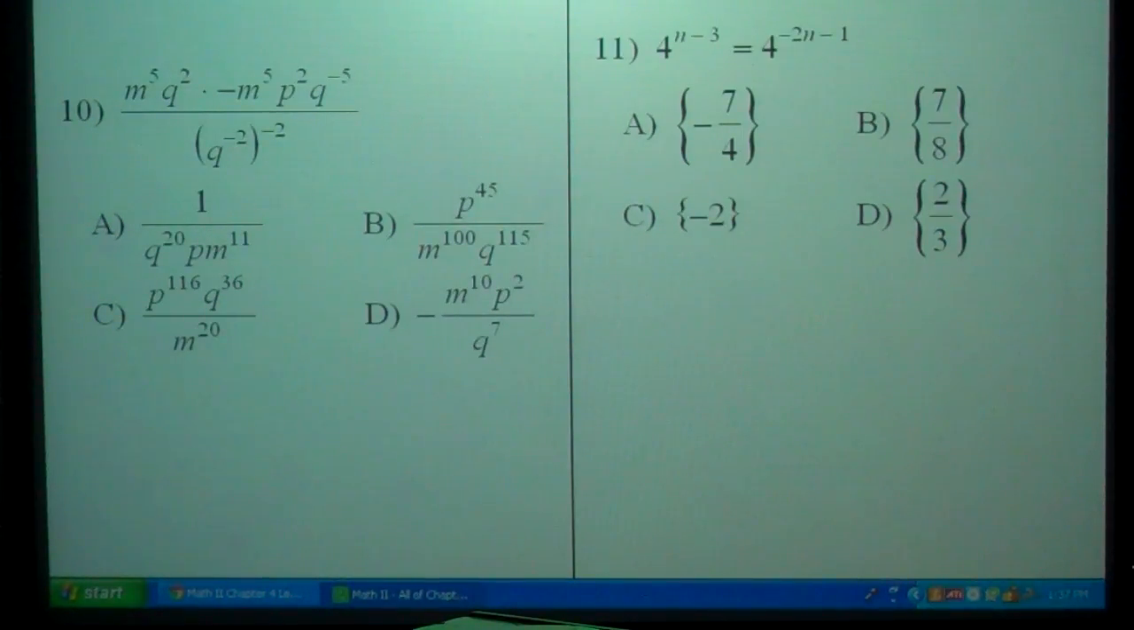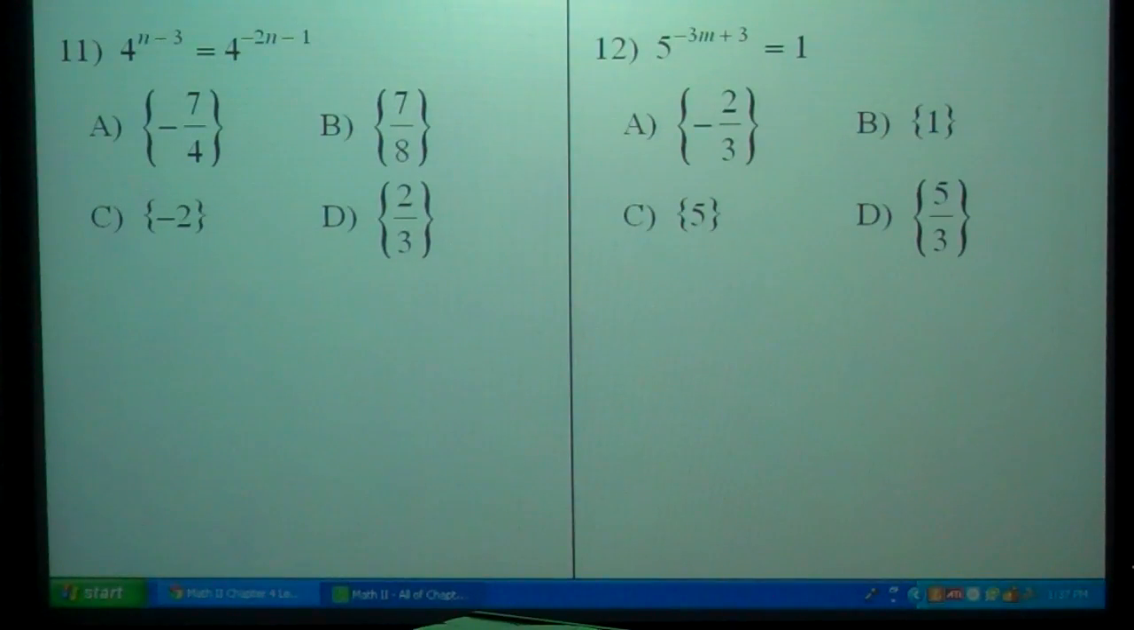Alright, moving right along, 11 and 12. Solve each equation. These are the problems that we did today in class. N minus 3, because the bases are the same, you can say n minus 3 equals negative 2n minus 1. You can set these equal to one another.